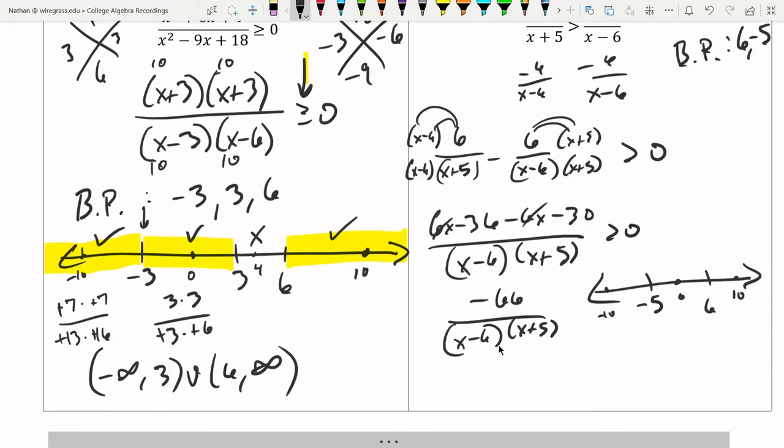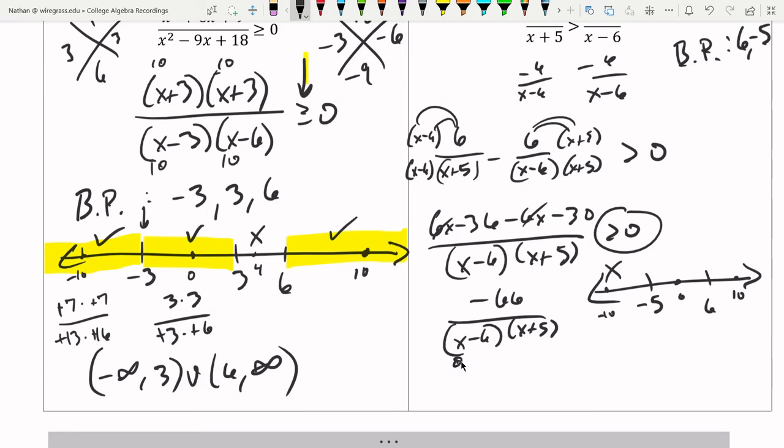Okay, plugging that into here, we're going to test negative 10 first. We have a negative number on top. We have a negative number here. And we have a negative number here. We have 3 negatives. That means the total thing is negative. And a negative is never greater than 0. So this interval cannot be true.